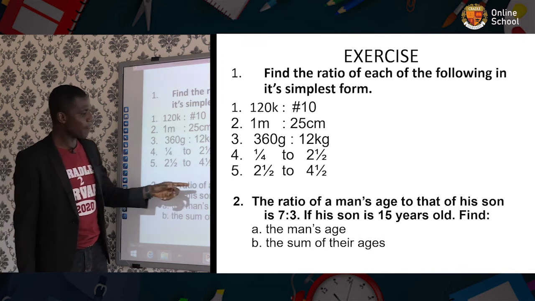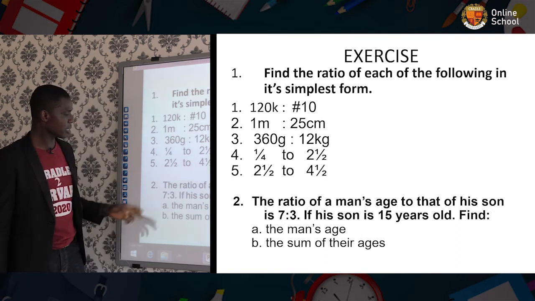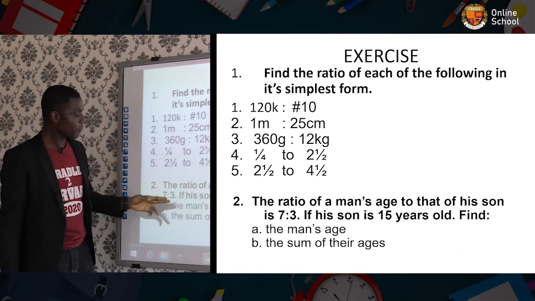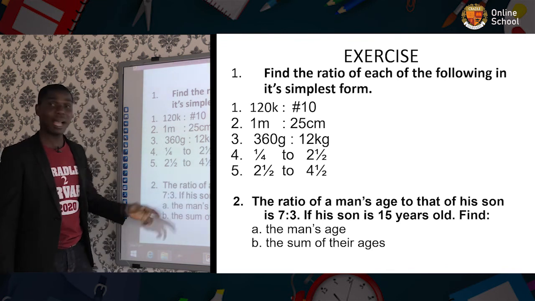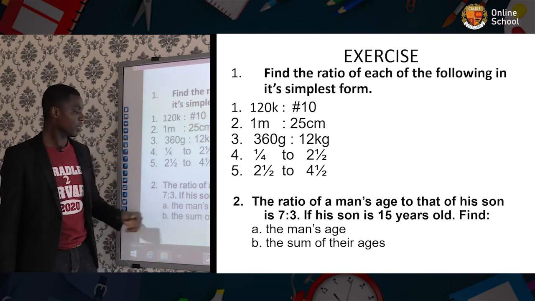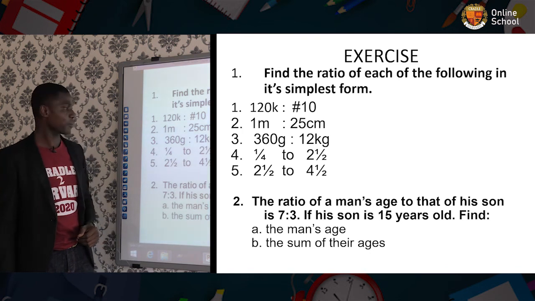The ratio of a man's age to that of his son is 7:3. If his son is 15 years old, find the man's age and the sum of their ages. Okay?